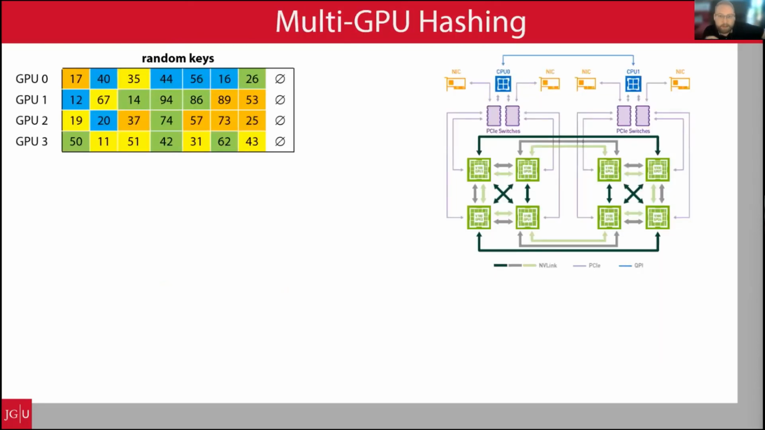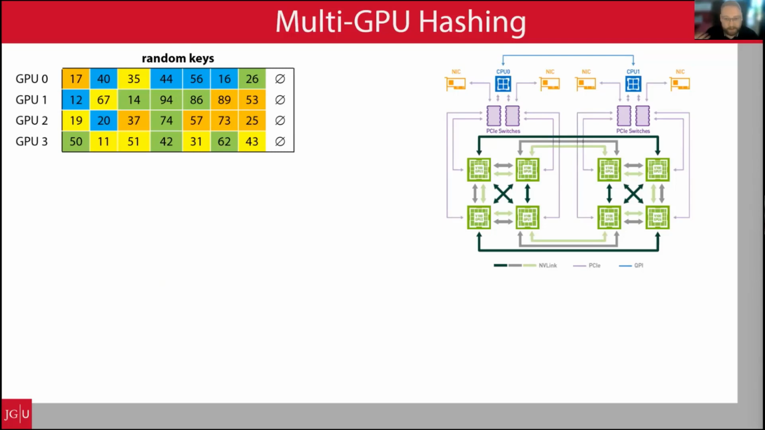So the limited amount of main memory available on a single GPU can be insufficient for many data-intensive applications. Thus, WarpCore allows for distributing hash tables over multiple GPUs connected via a dense NVLink topology. As an example, on the right, you can see the NVLink topology of a DGX1 Volta server, which features 8 V100 GPUs shown in green here.